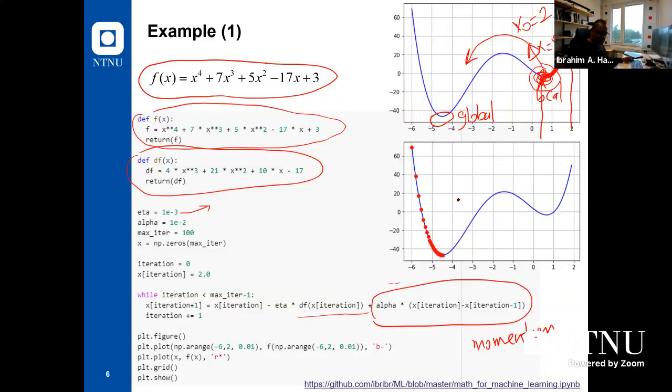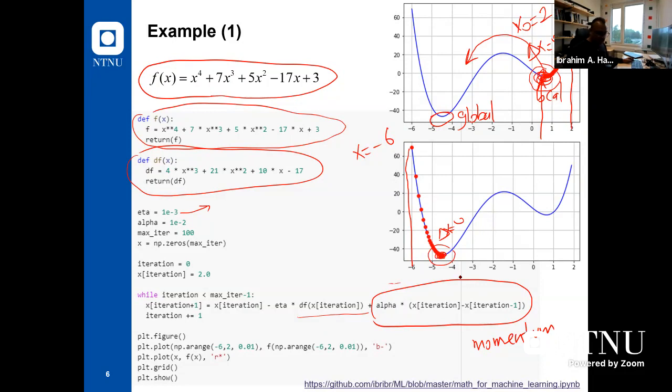In this one here, I'm selecting another random start point. If I start here at x equal -6 from the other side, we will reach this point quickly, and we will stop here also because here delta x equals 0. But we are lucky here because this point is the global minimum.